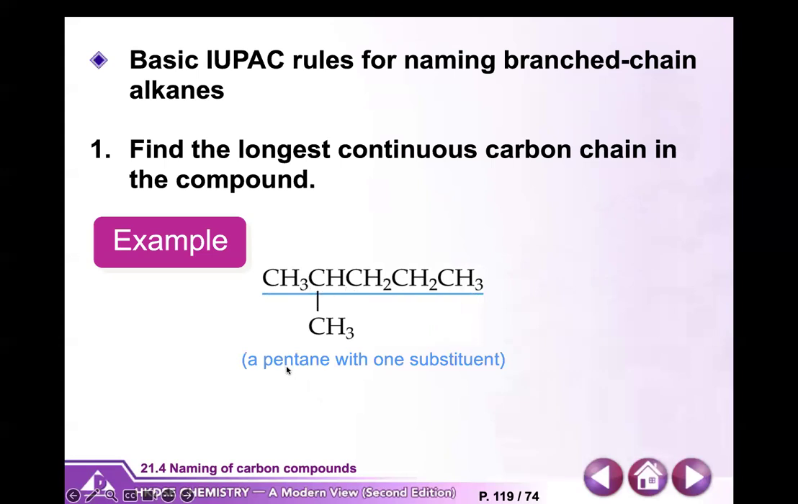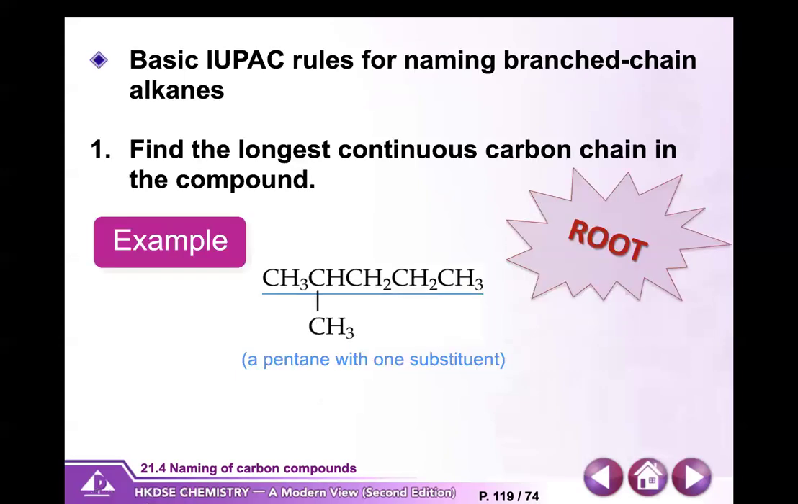So a pentane with one substituent. Because we have 5 carbons, it should be pentane, without any C=C double bond. It just contains C-C single bonds and C-H bonds. So this is pentane, and then with a substituent, the root would be pentane.